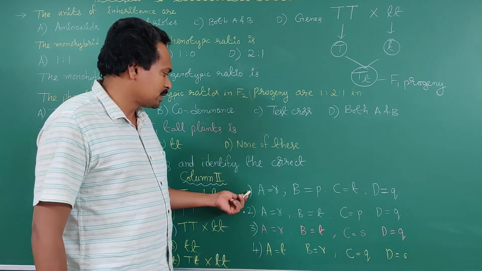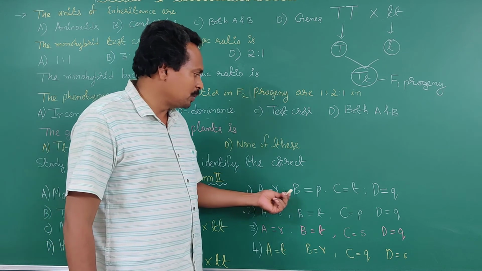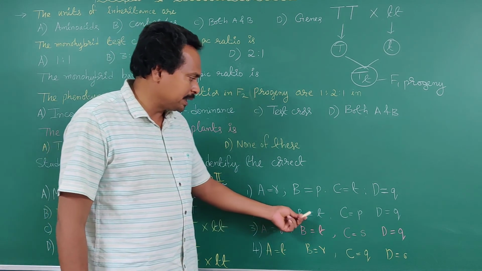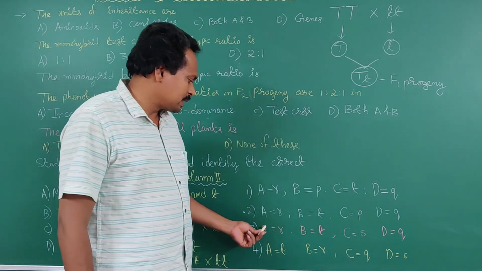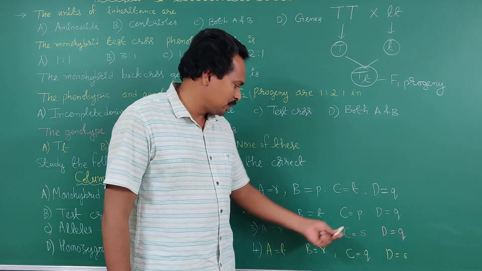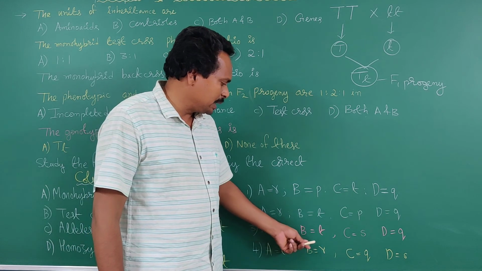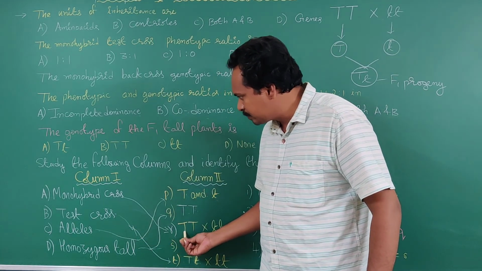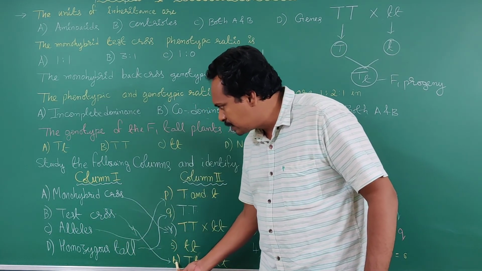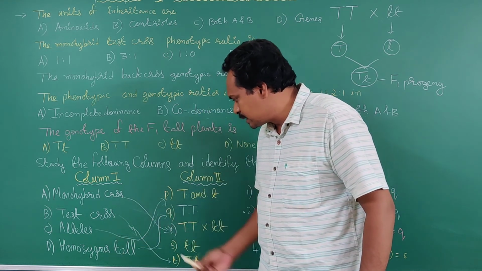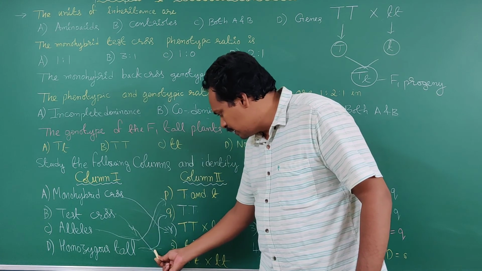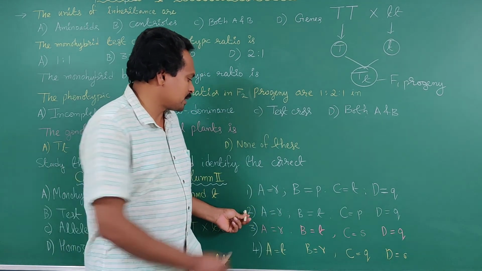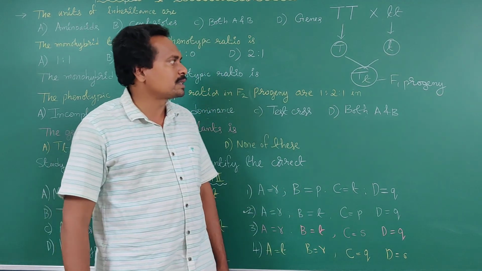What are the options given? Option 1 is A R, B P, C T, D Q. Second one is A R, B T, C P, D Q. Third one is A R, B T, C S, D Q. Fourth one is A T, B R, C Q, D S. Here A is R, B is T, C is P, D is Q. So among these options, the second option is the correct answer. Okay? Second option is the correct answer.